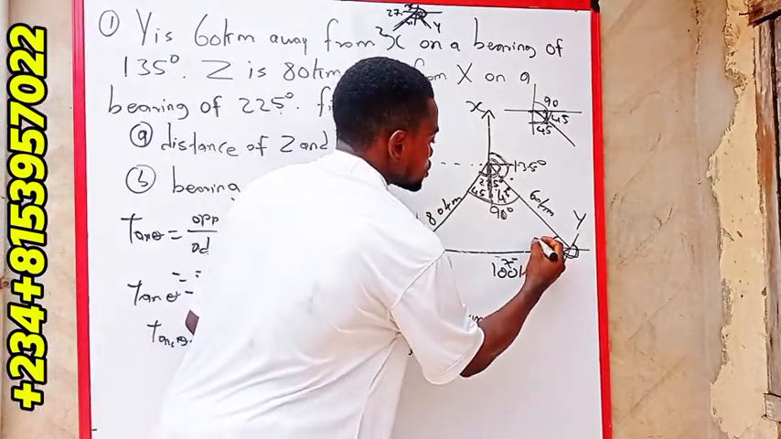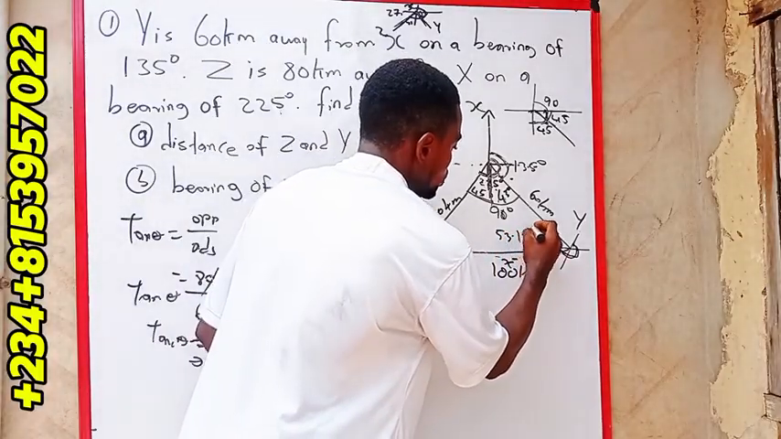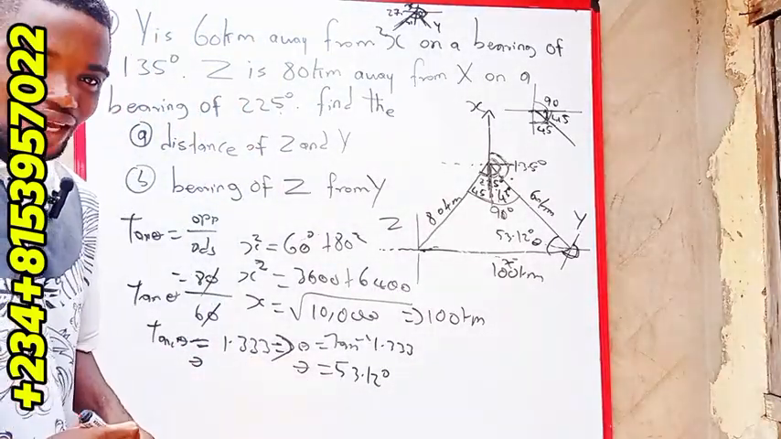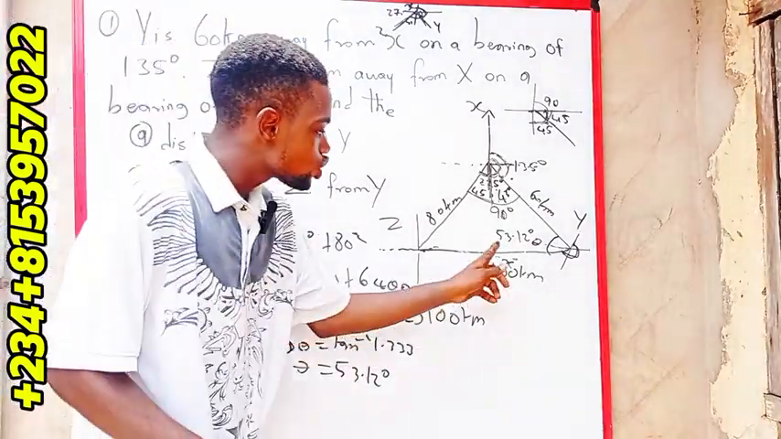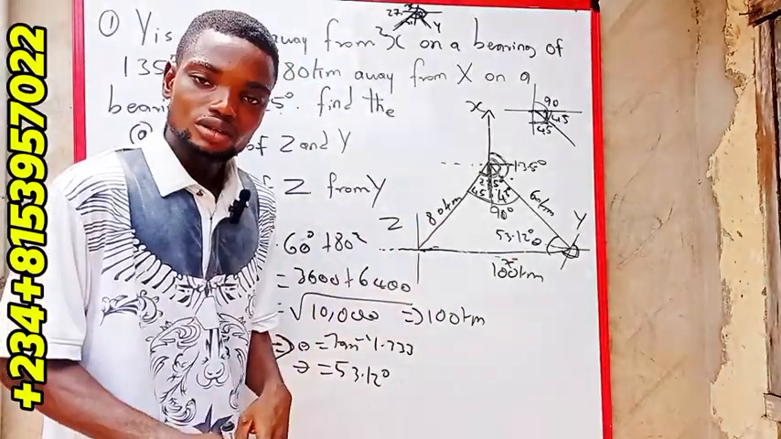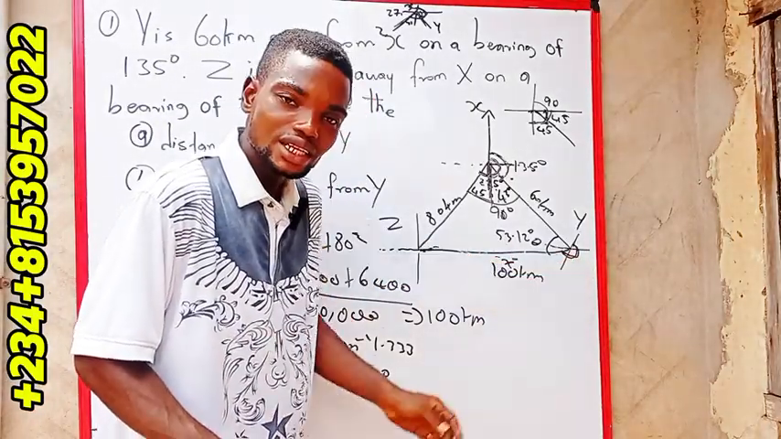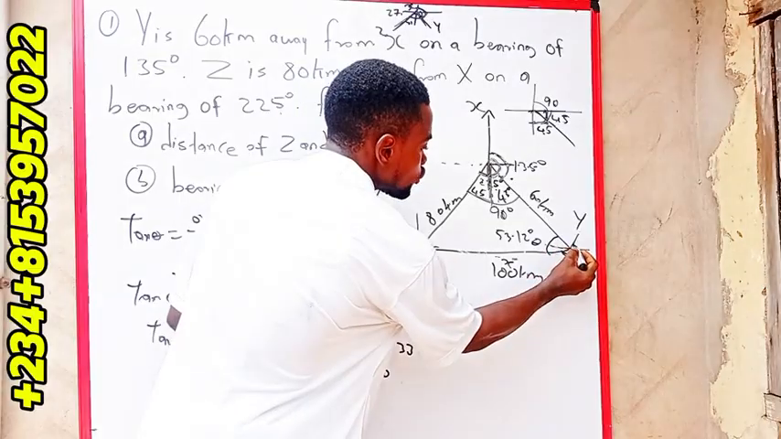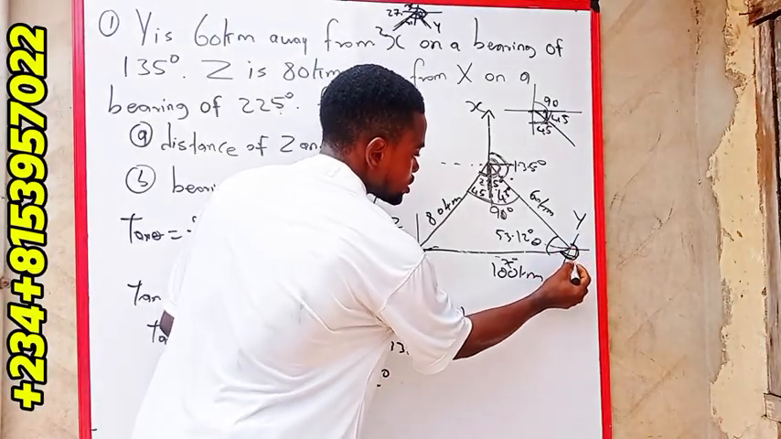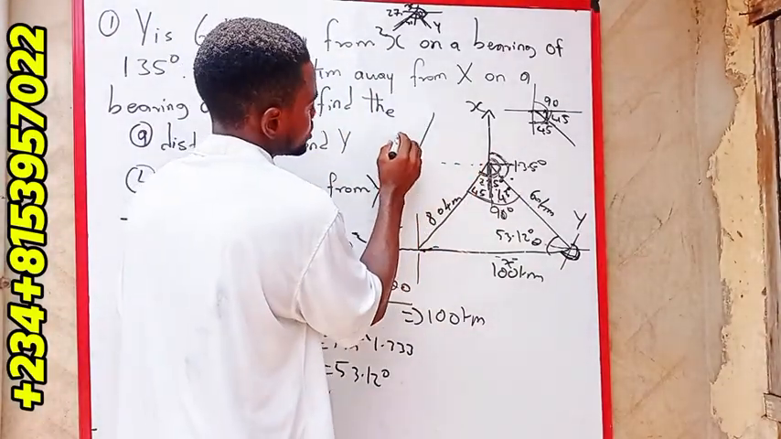So this angle here is 53.12 degrees. But is that the bearing? No. This is just an angle inside here. But why do we get that angle in the first place? Because it's going to help us to locate what is remaining here. Now the bearing is going to be from Y to this place. Are you getting me? Look at that point.